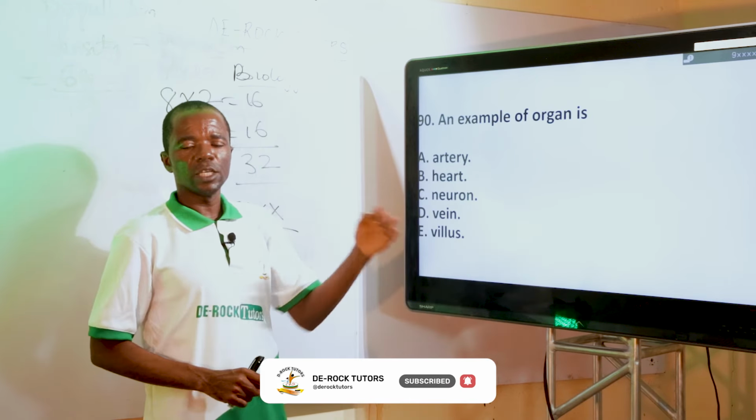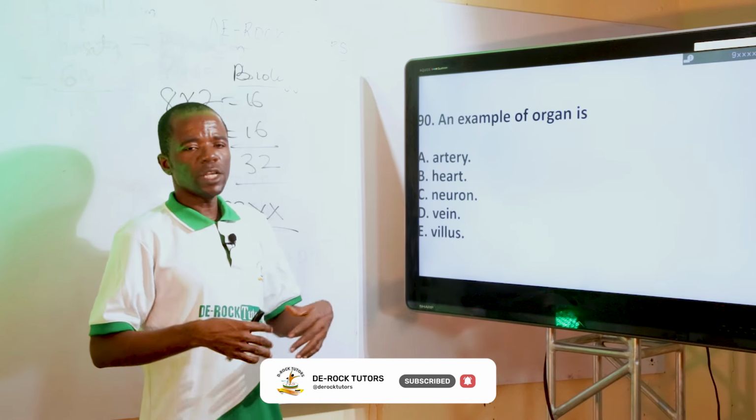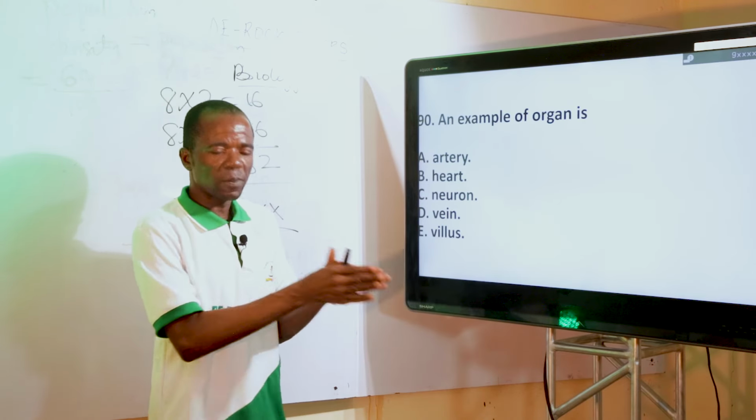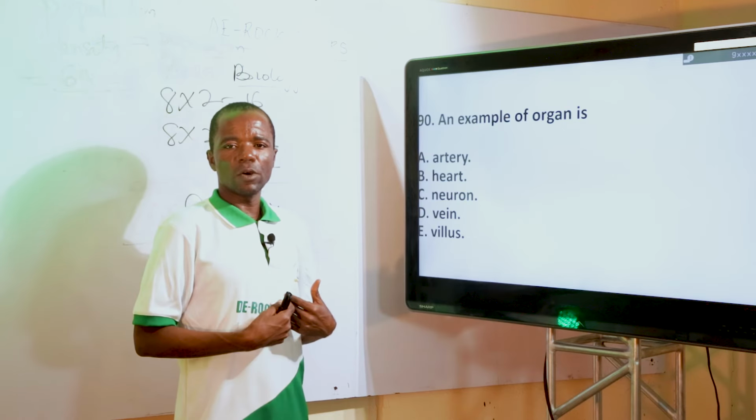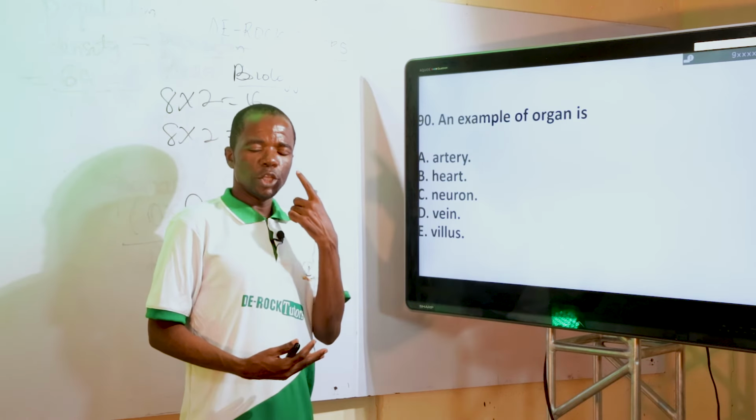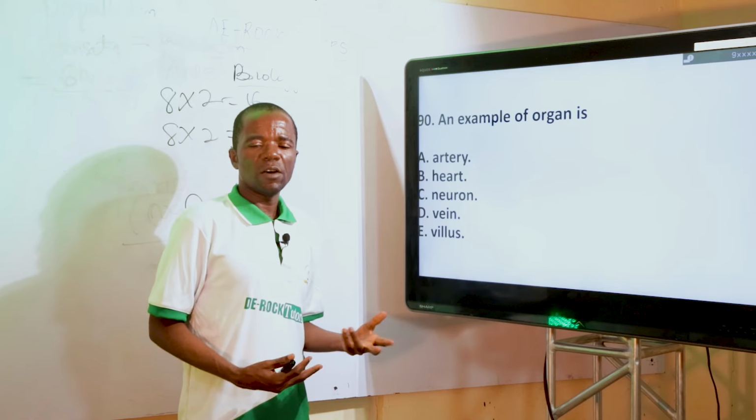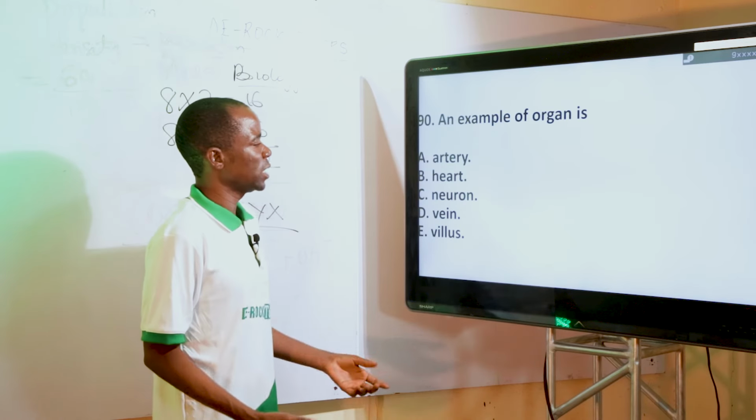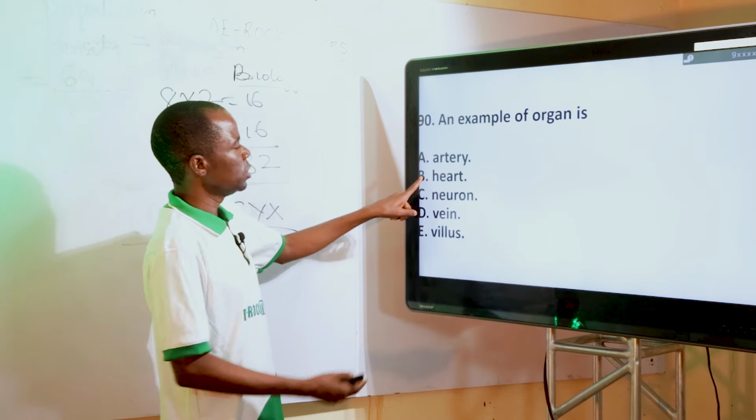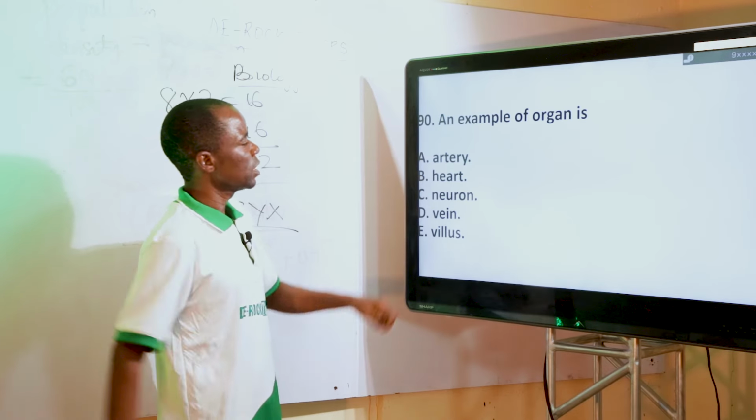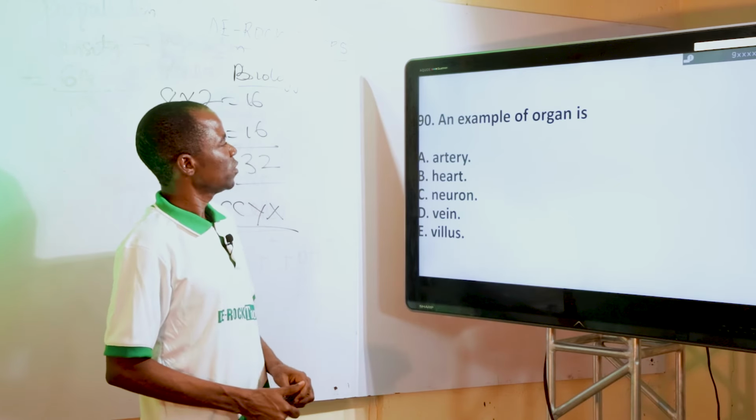Now, next to that is an organ. Now, an organ is a group of tissues that perform a specific function. Heart is an organ. Lung is an organ. The human eye is an organ. We have liver being an organ, and so on and so forth. So the correct answer here is heart. Heart is an organ.